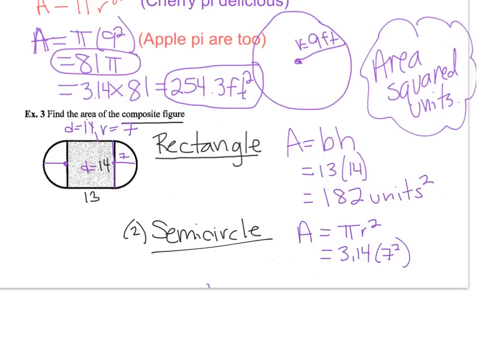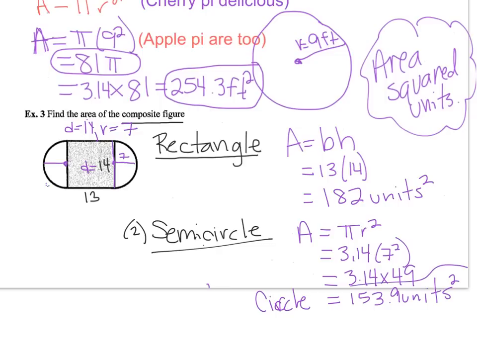Since it's a semicircle, I normally would think, oh, I need to divide by 2. But since both pieces are there, just spread out, I'm going to find this area and use it as my circle. So 3.14 times 49 is what I would type into my calculator, and I would get 153.9 units squared. That is the area of the full circle.